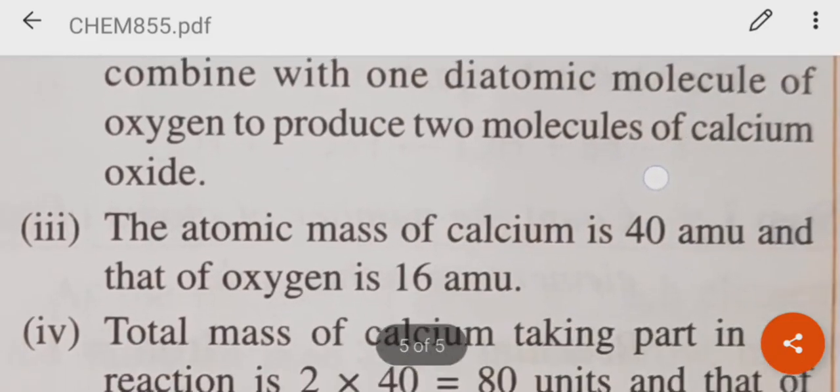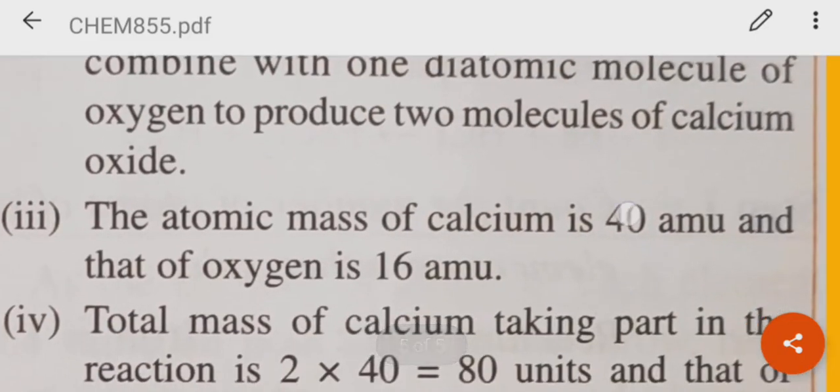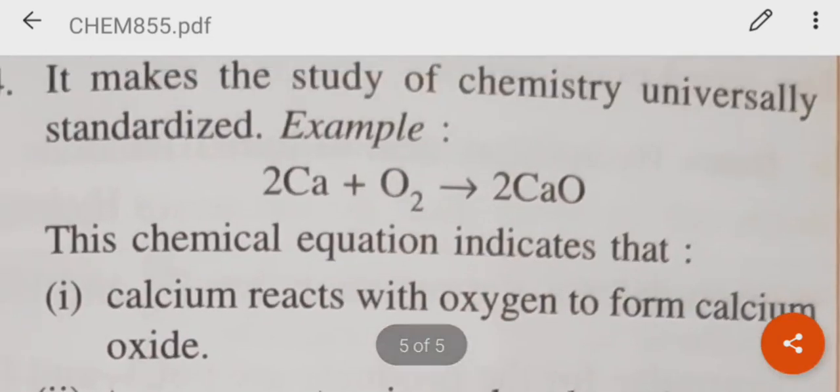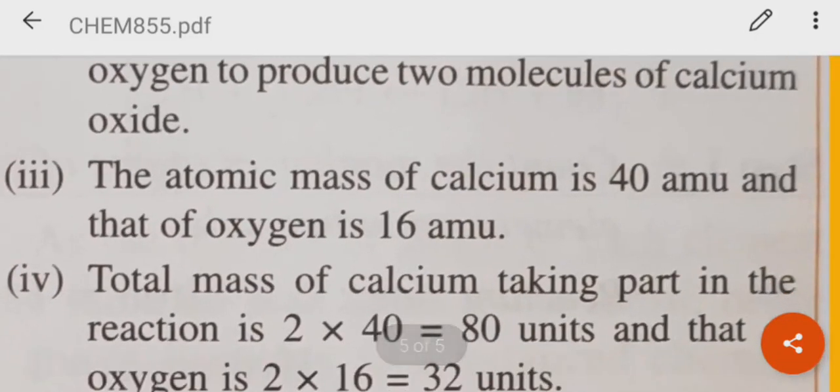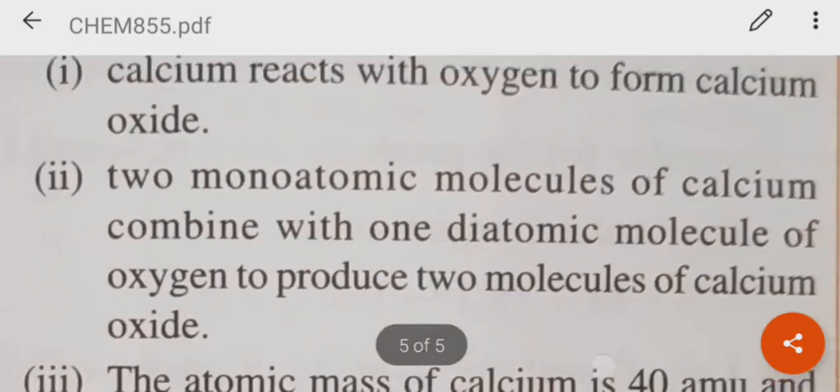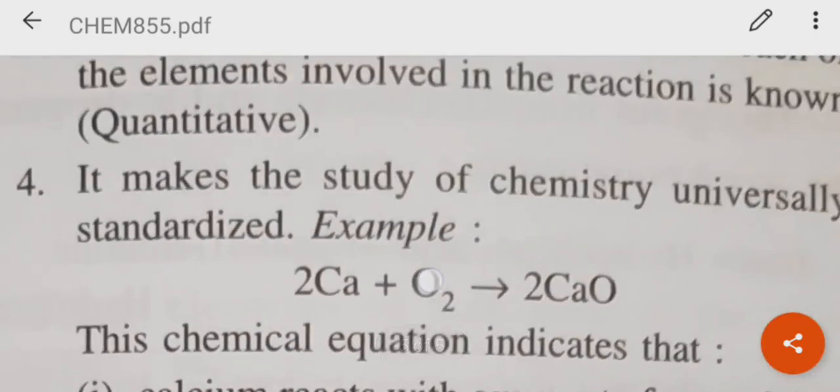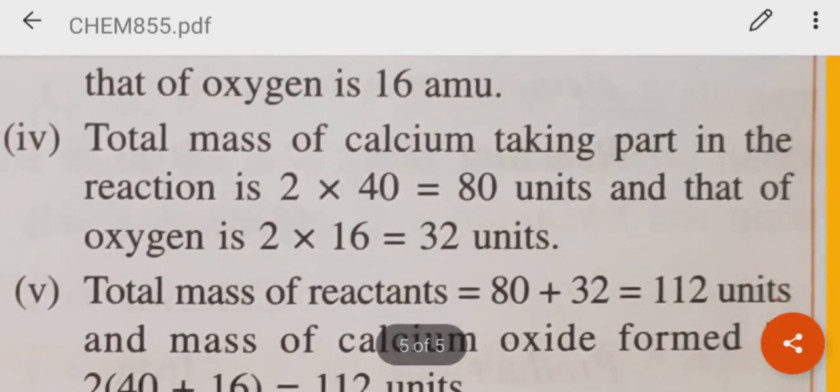Then what is the atomic mass of calcium? 40 atomic mass you need, and oxygen 16 atomic mass you need. So, what will be the total amount of calcium taking part in the reaction? 2 into 40, that is 80 atomic mass you need. And what is the total amount of oxygen? 2 into 16, that is 32 atomic mass you need. So, total mass of calcium taking part is 80 atomic mass unit, and for oxygen 32 atomic mass unit.